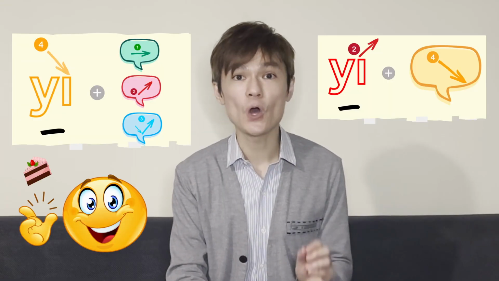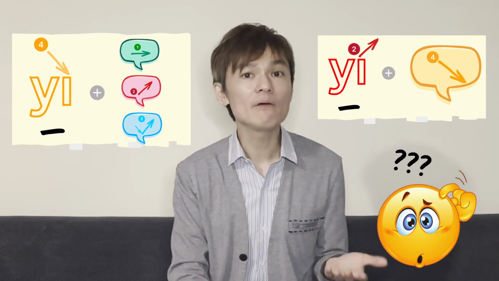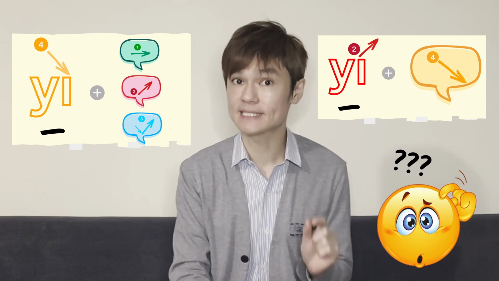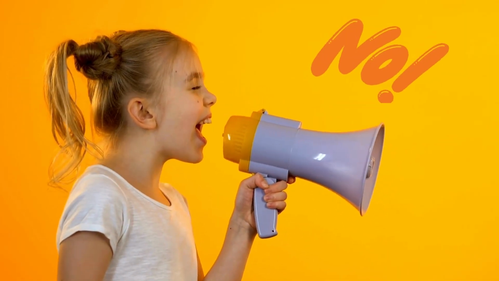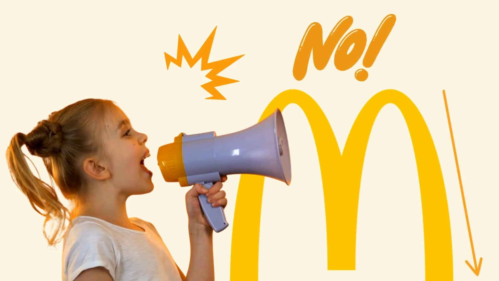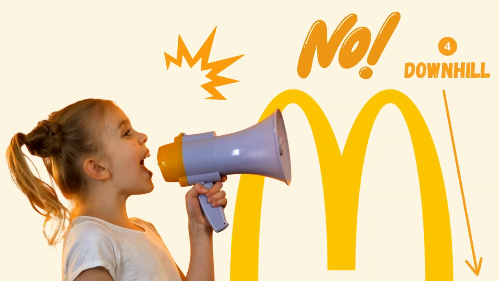Back to tone changes. These rules seem so easy to understand, but how can we apply them naturally without a second thought? Here's a tip for you. Do you remember the first hack from the last episode? Which English word sounds similar to the fourth tone in Mandarin? No. I mean, you're right, it's no. When we say no angrily, we drop the pitch from high to low, just like we do when saying a word in Mandarin with the fourth tone.